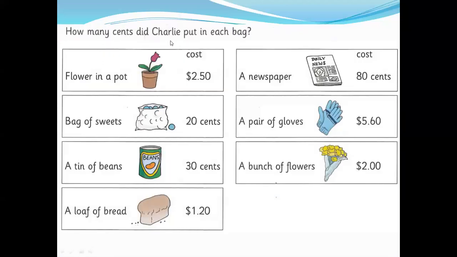How many cents did Charlie put in each bag? There is different information for different products, like flour in a pot $2.50, a bag of sweets 20 cent, a tin of beans 30 cent. Like this, different items with their prices. So using this information, we solve the question.